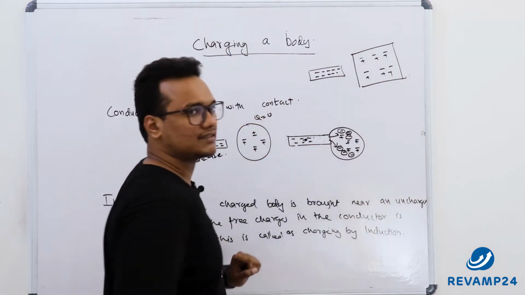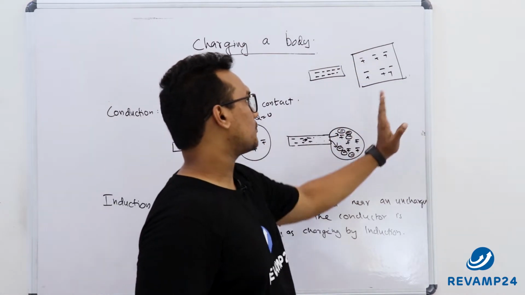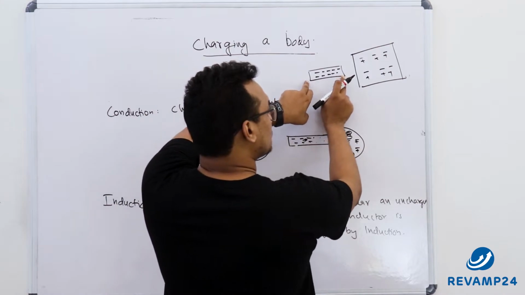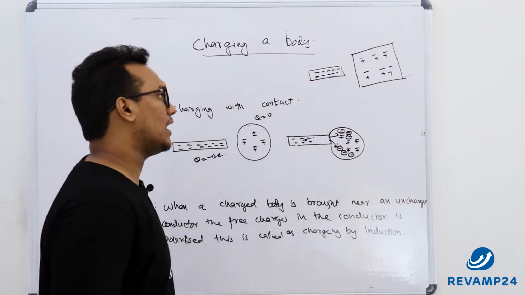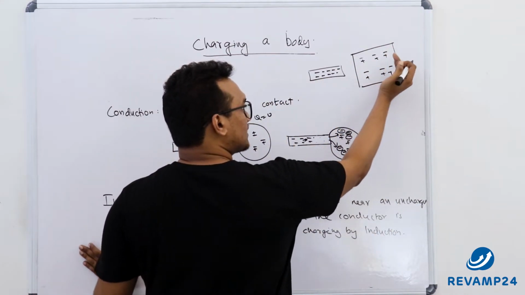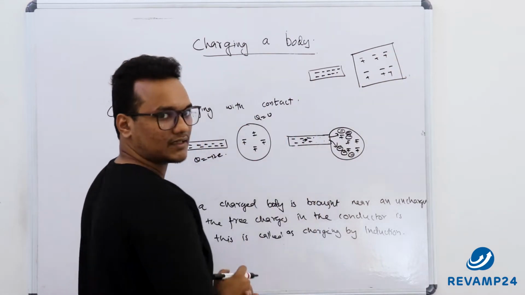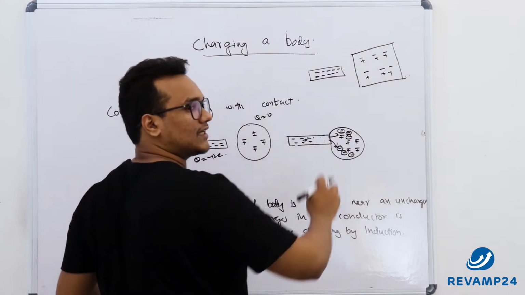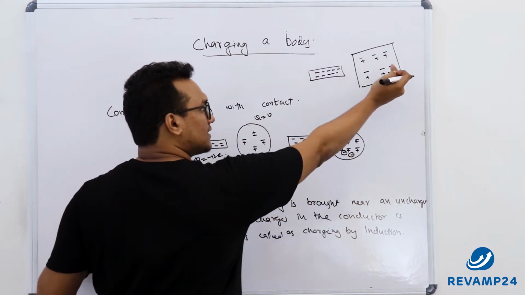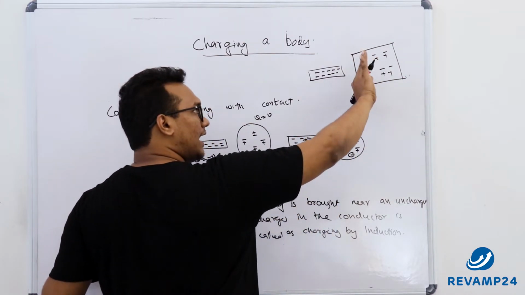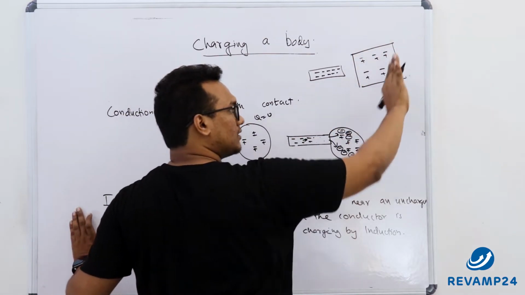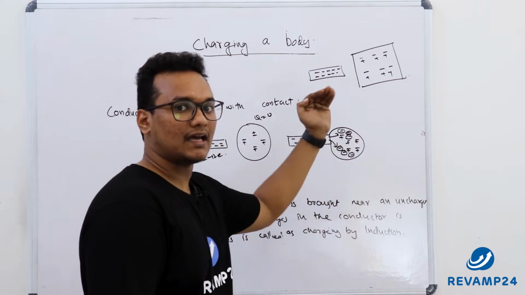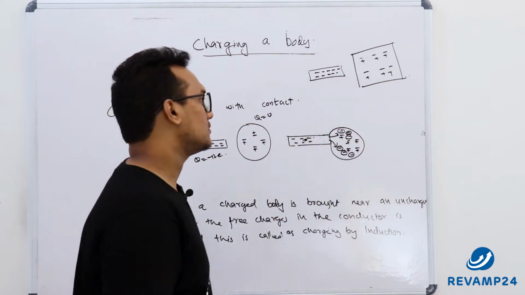So what is the net charge? The net charge is 0, because there are 6 positive and 6 negative charges. Now, the moment we bring a charged body to an uncharged body, what will happen? The positive charges will be attracted by the negative charge. So these positive charges will be attracted to this side, and these free electrons will be repelled to the other side. As it is a conductor, this is possible because conductors allow charges to move across.